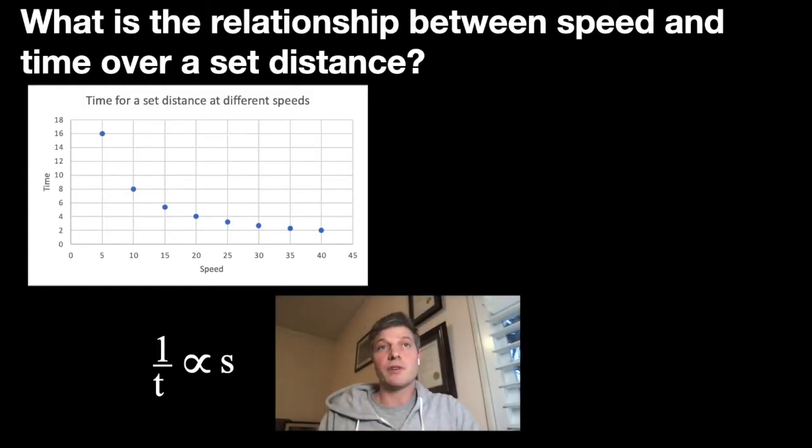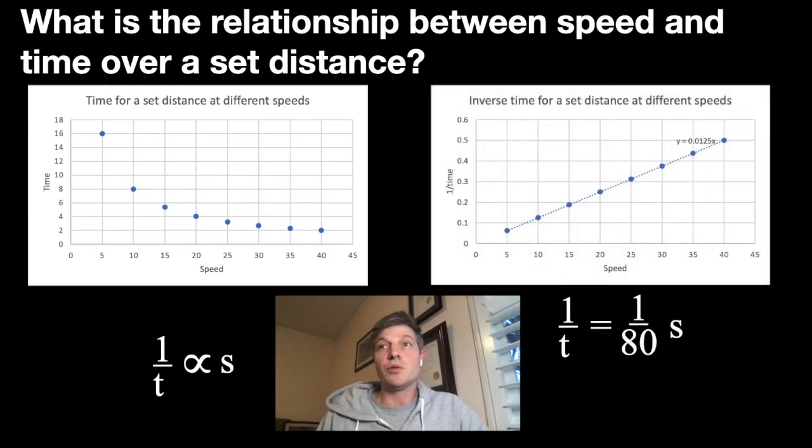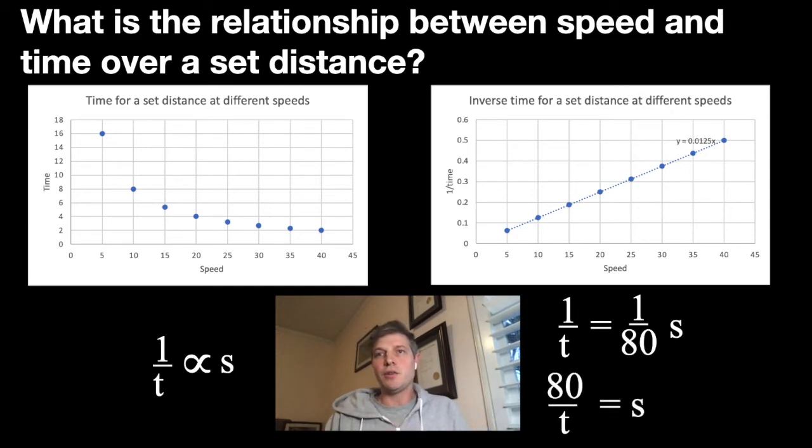Based on that first graph, we assumed that the inverse of time was proportional to speed. And by graphing the inverse of time against speed, we could confirm that. We were able to get a value of 1/80 for the gradient, and we could substitute that in to make this equation to show this relationship. It's still a little bit awkward, so I'm going to times both sides by 80 to give me 80 times 1 over t equals s.